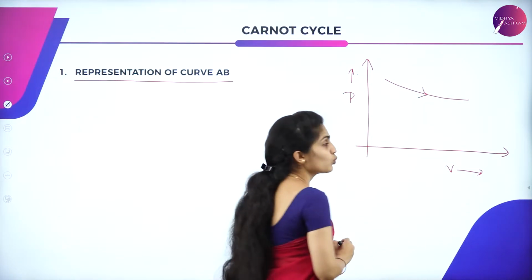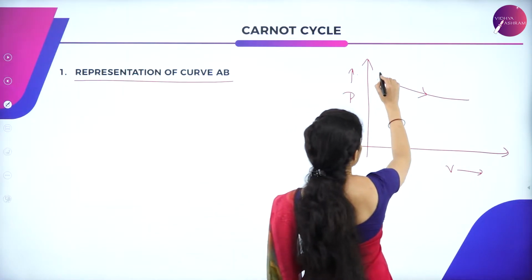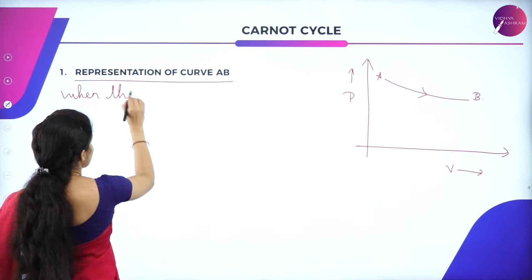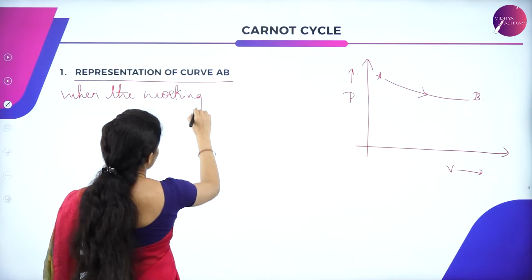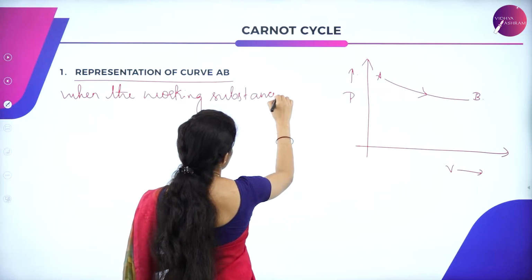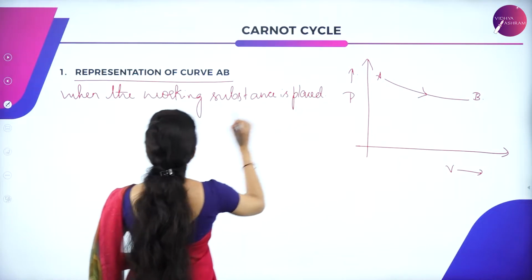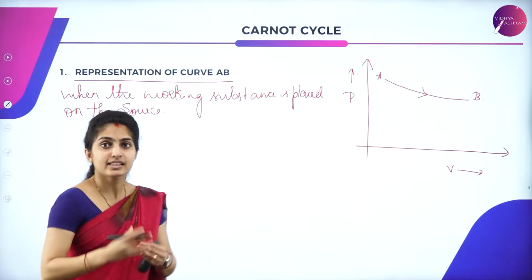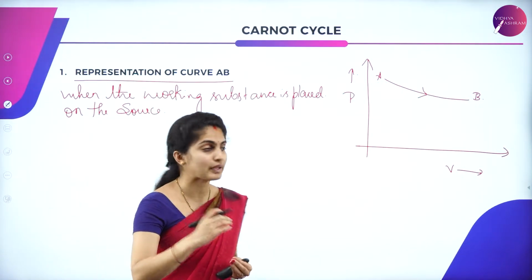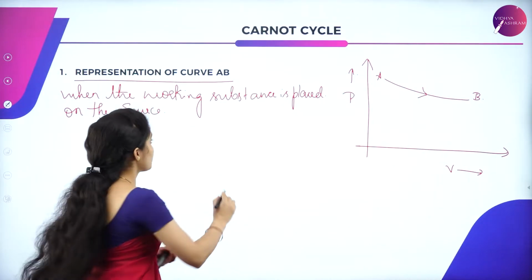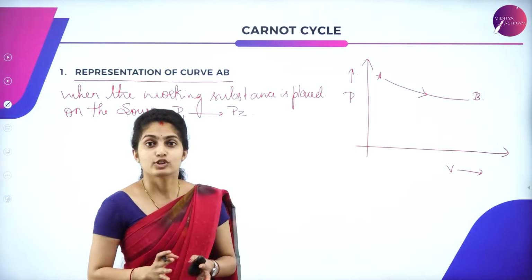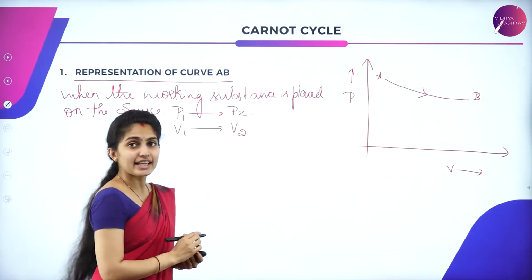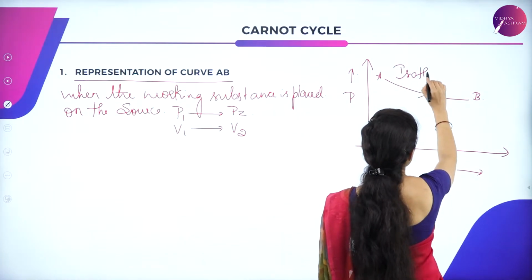So this is the representation of the curve AB in the first step, that is, when the working substance is placed on the source. When this happens, the pressure changes, that is P1 changes to P2 by the time it reaches point B. So this is pressure P1 changing to P2. Next is volume V1 changing to V2. As I told you, this process is an isothermal process.